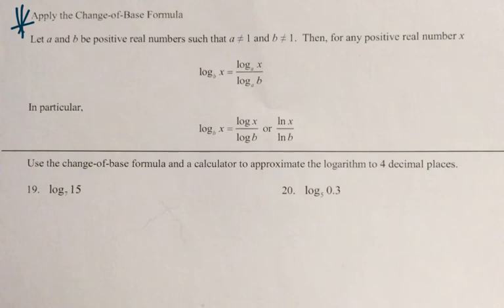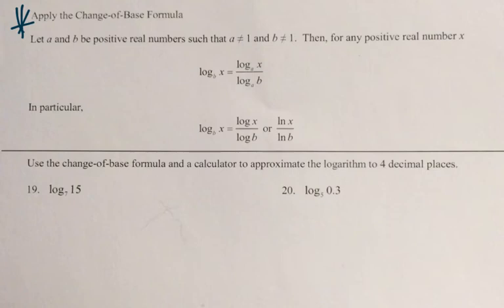So if a and b are positive real numbers, such that a does not equal 1 and b does not equal 1, for all other positive real numbers x, we get log base b of x is going to equal log base a of x over log base a of b.